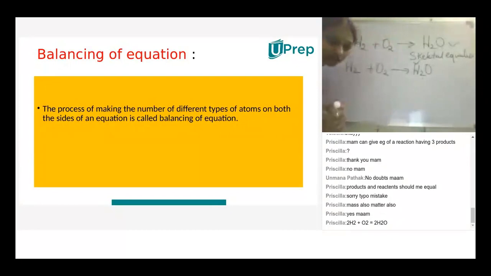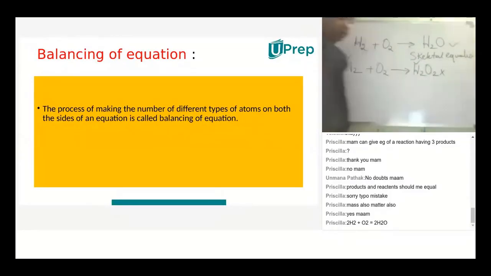Your presentation of equation is wrong, dear Priscilla. There we can't write equals to. We need to represent the equation by using arrow mark only. Ma'am, in the keyboard there is no arrow, so I kept that. Okay, good. So here oxygens 2, here oxygen 1.